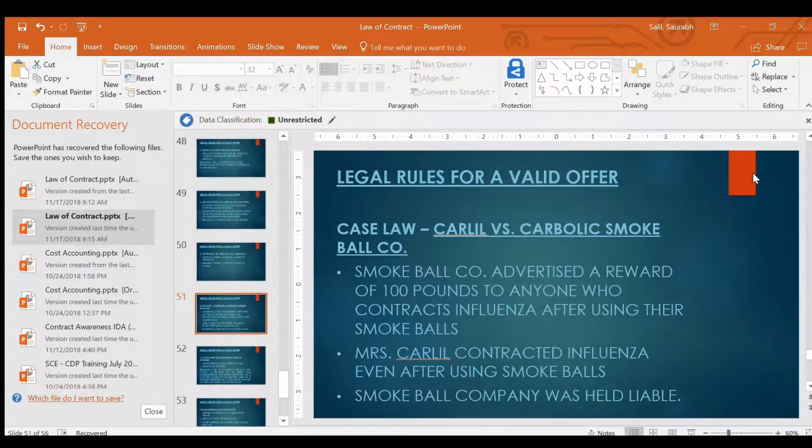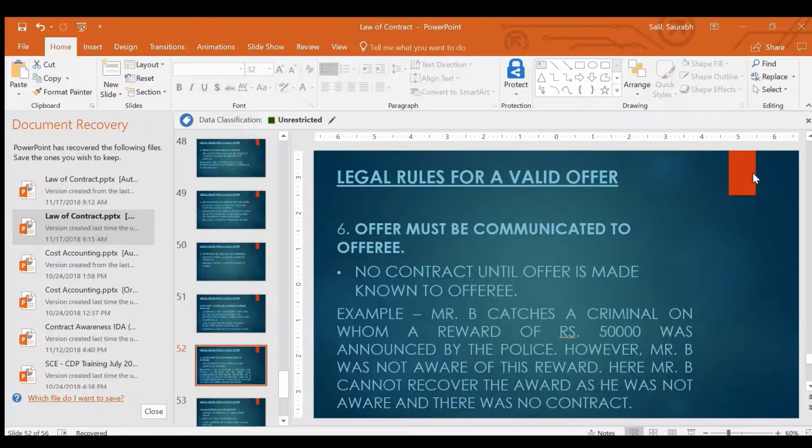Okay, let's move on to the next one. Offer must be communicated to the offeree. Friends, as you know, to form a contract, there should be an offer and its acceptance. Now, how can you accept something which you are not aware of? You simply can't. There can never be a valid acceptance if you are not aware of the offer, and thus there can be no contract.